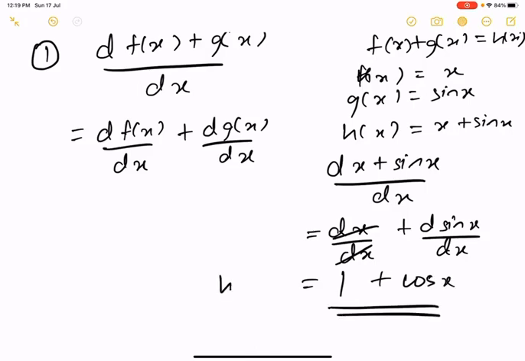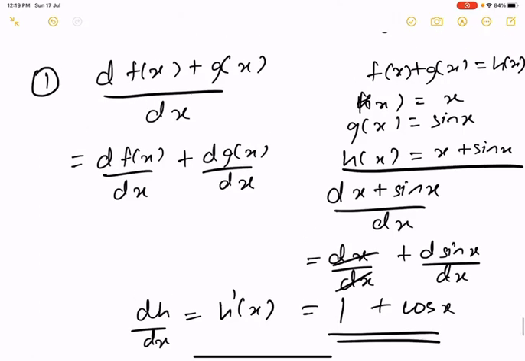So this will be your h dash of x, because h of x is your x plus sine x, right? So that is what derivative you have found. dh by dx is equal to 1 plus cos x. So pretty straightforward. Whenever there is addition, it is just separated. Differentiate the first function plus differentiate the second function.